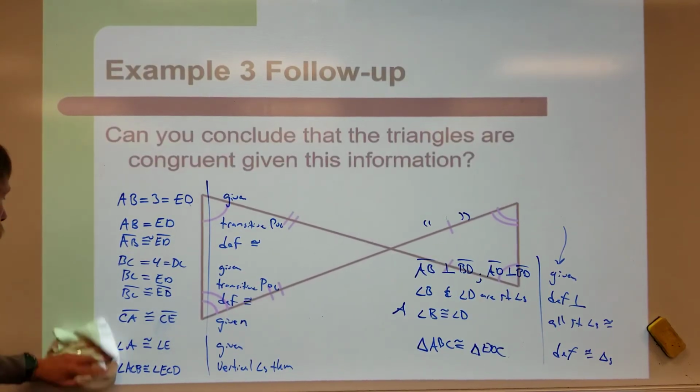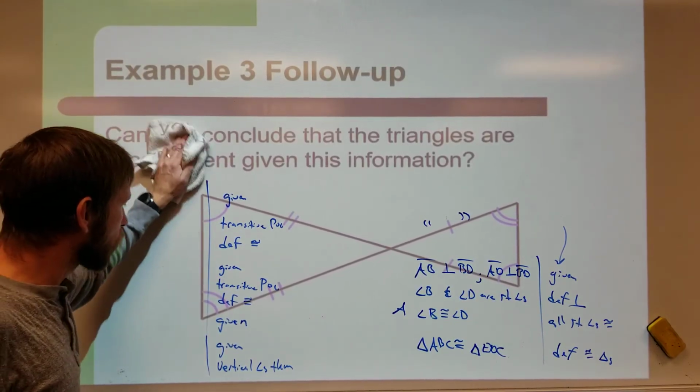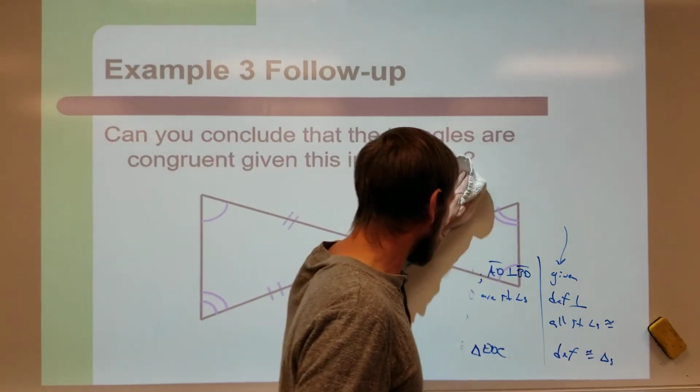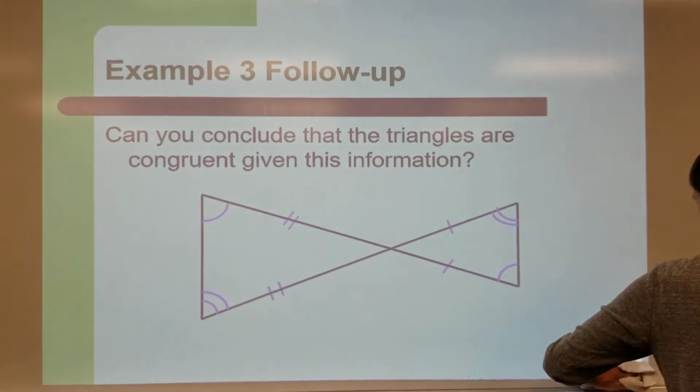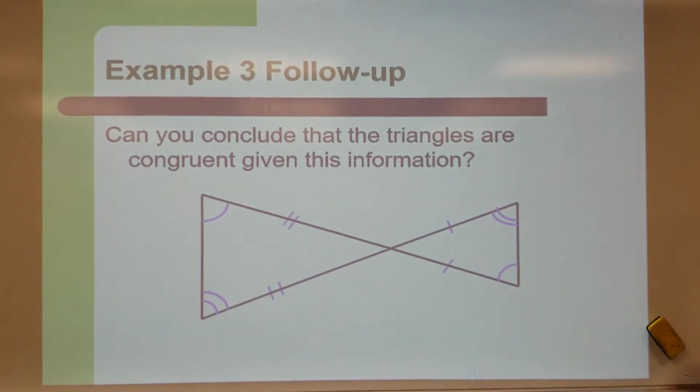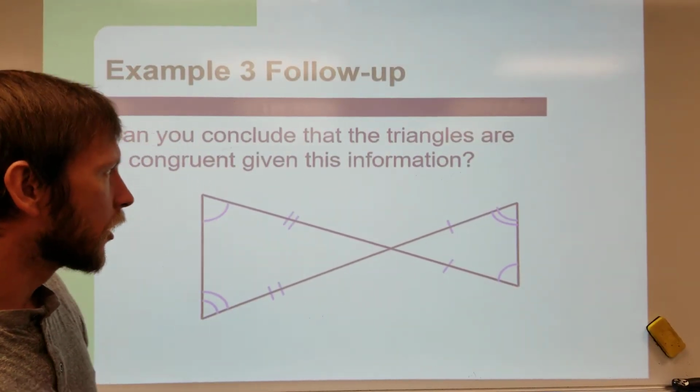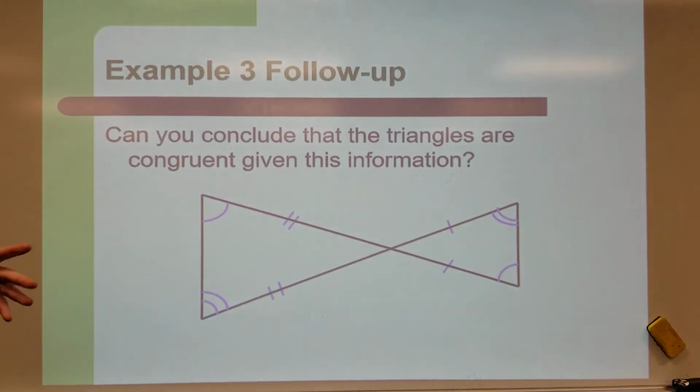Following that up, we want to be able to look at a situation and conclude whether or not a pair of triangles are congruent. All right? And so sometimes we have enough information, other times we don't have enough information. Other times when we look at the picture, we're like, hey, these 2 triangles aren't congruent. But we have to look at the markings as well. Can you conclude that the triangles are congruent given this information?